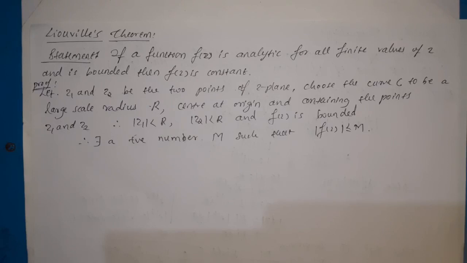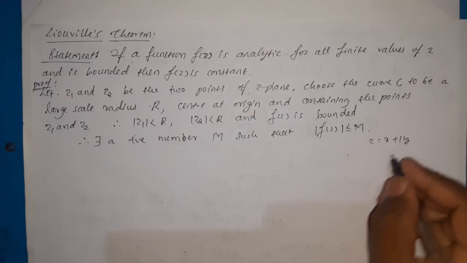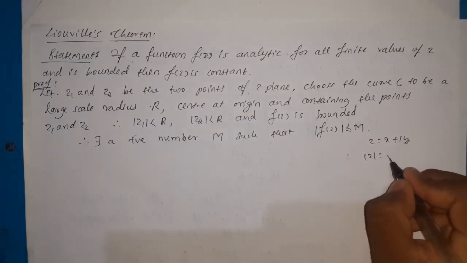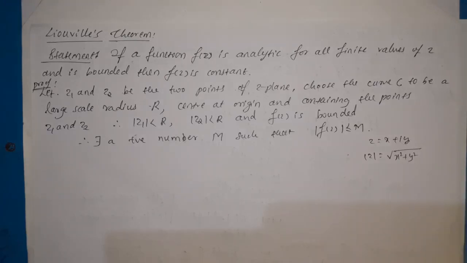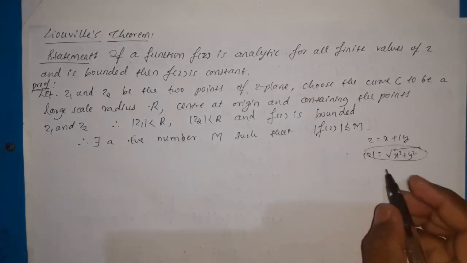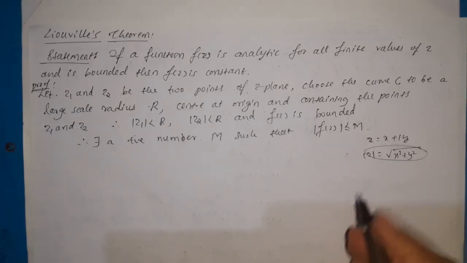To prove this, we are going to use Cauchy's integral formula and the concept of modulus. Modulus means the distance of the point from the origin. We know that z equals x plus iy, and mod z can be written as the square root of x square plus y square. This is nothing but the distance of the point z from the origin.